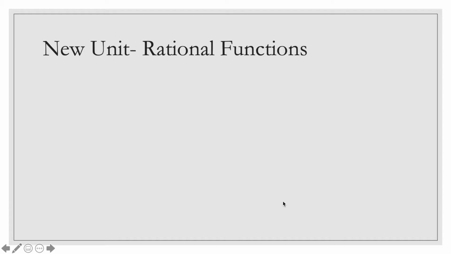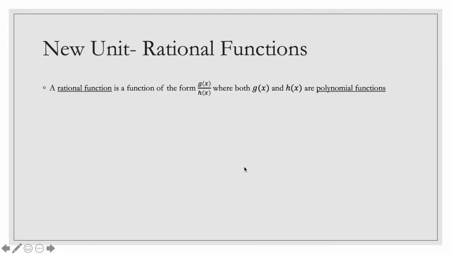So first thing is just introducing the new unit, which is on rational functions. A little reminder here, a rational function is a function of the form g of x over h of x, where g of x and h of x are both polynomial functions. A polynomial function means that the exponents are all whole numbers. So we are not looking at any square root functions or trig functions either. It's just the rational function where we have the numerator and the denominator, which are both polynomial functions.